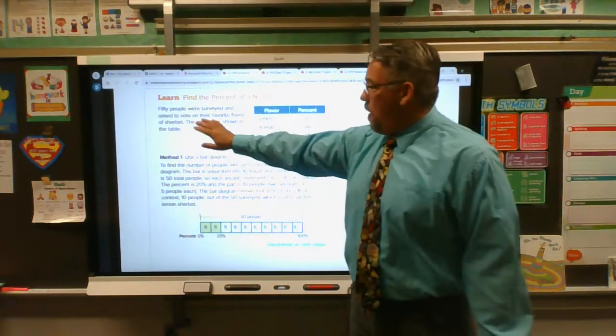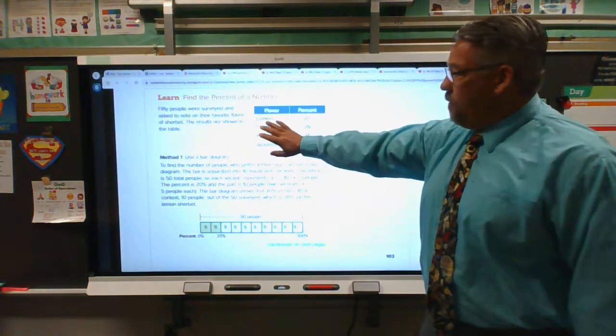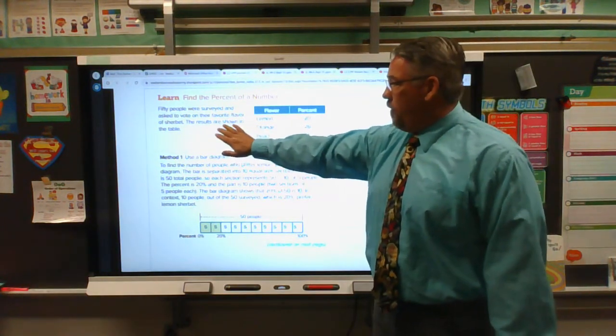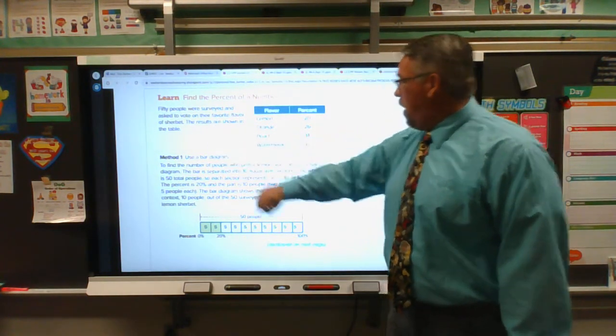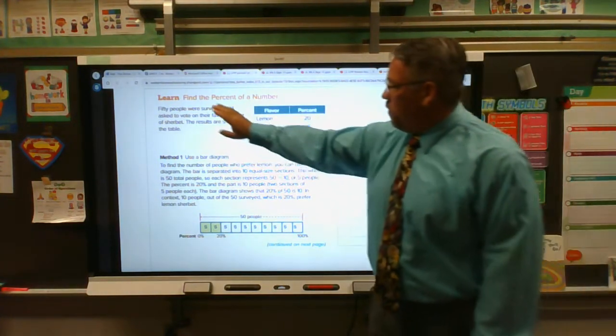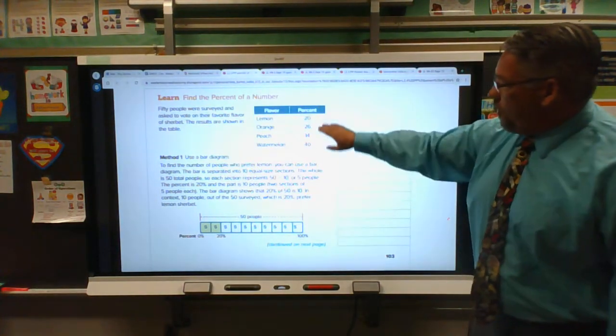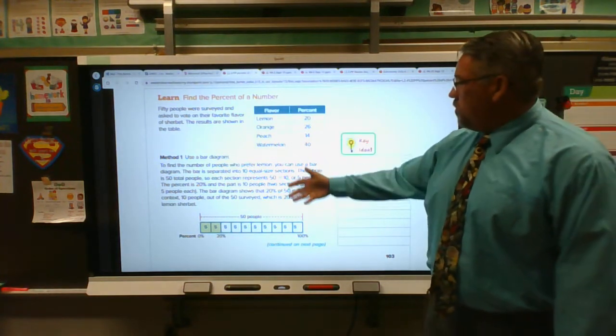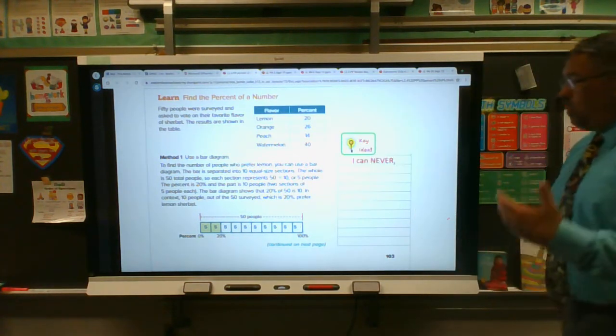So what we're talking about is this: 50 people were surveyed and asked to vote on their favorite flavor of sherbet. The results are shown in the table. So here we have the flavors, here we have the percentages. We know the total is out of 50, and out of our percentages, they want us to solve what it is that we're looking at.